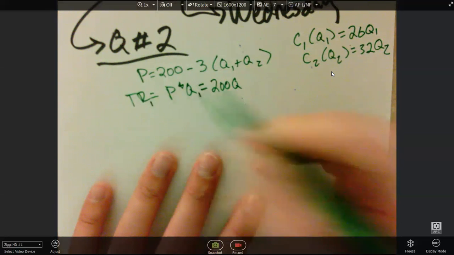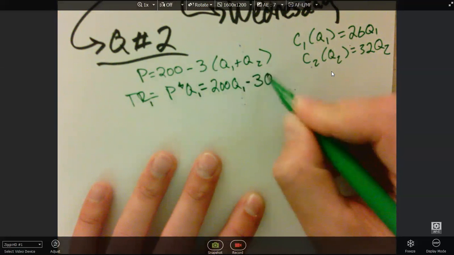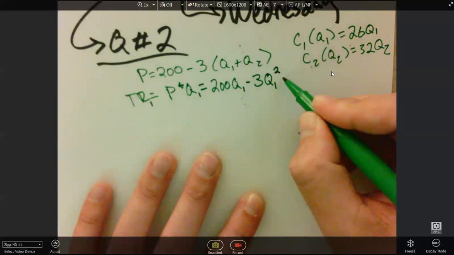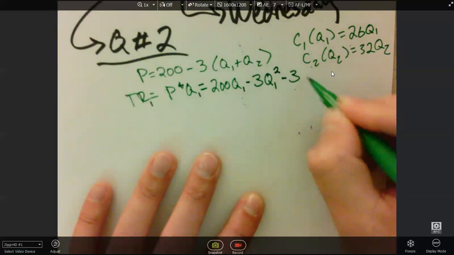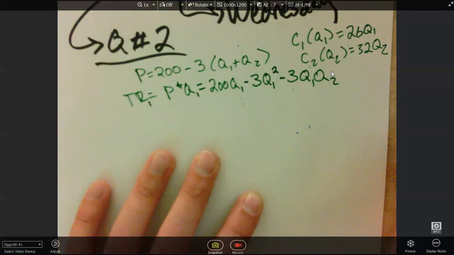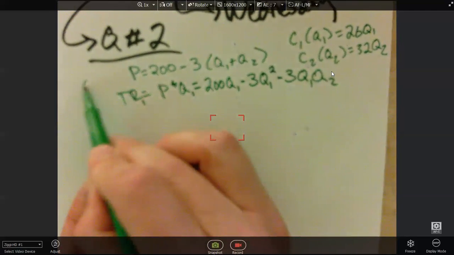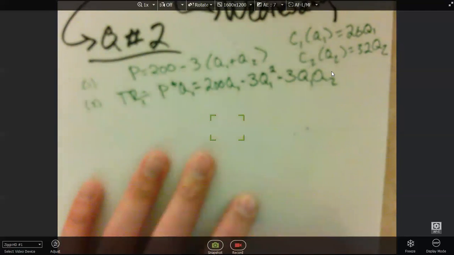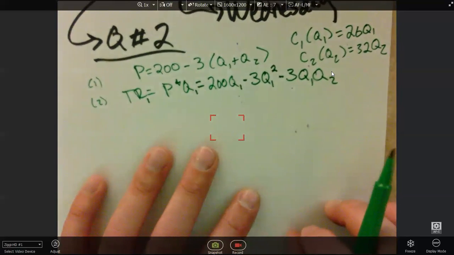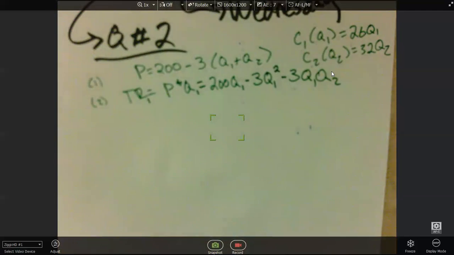This is going to be 200 Q. This is total revenue 1, so this is all Q1: 200 Q1 minus 3 Q1 squared minus 3 Q1 Q2. Questions on how I got from 1 to 2? I'm going to make it more blurry so you remember.